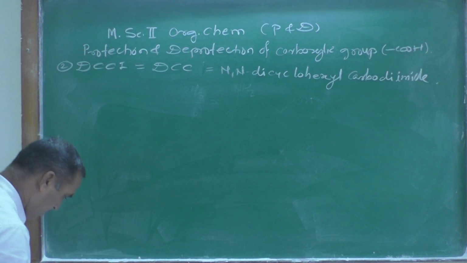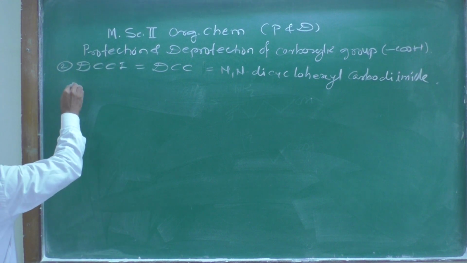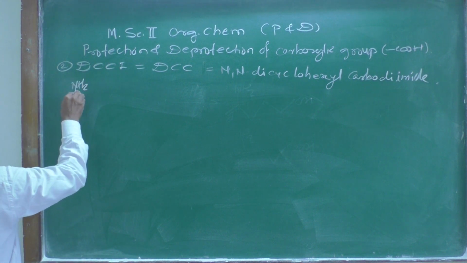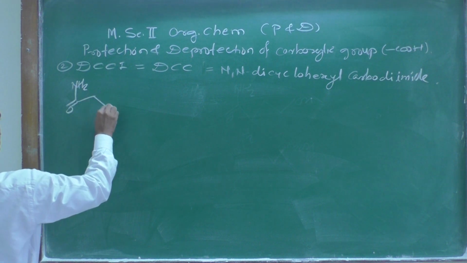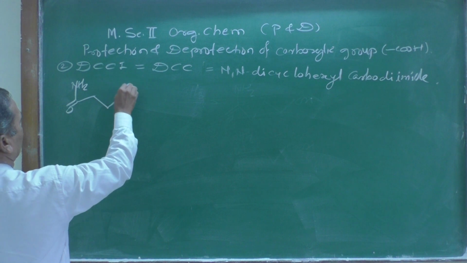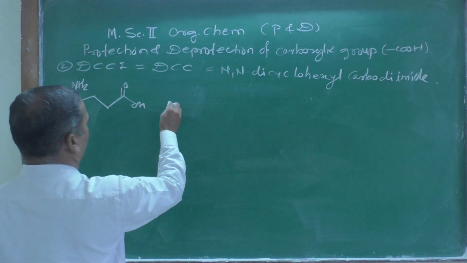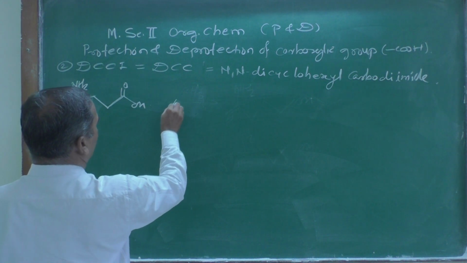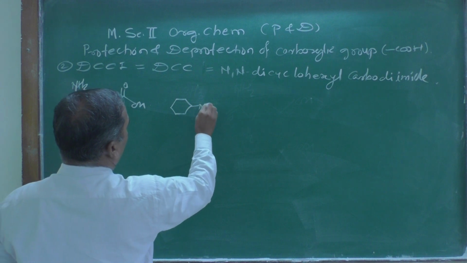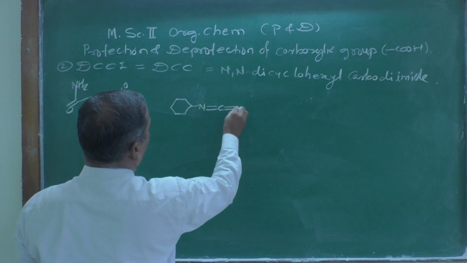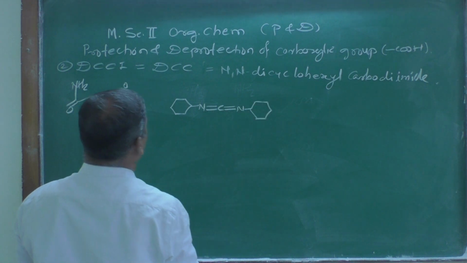Now, the structure which example we are considering here: NH2, then C double bond O, then CH2, then C double bond O, OH, right? And that will be treated with DCC, this is DCCI, here N double bond C double bond N, then this one. So what is going to happen?